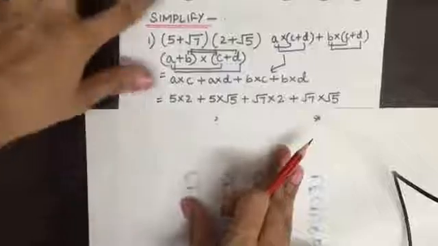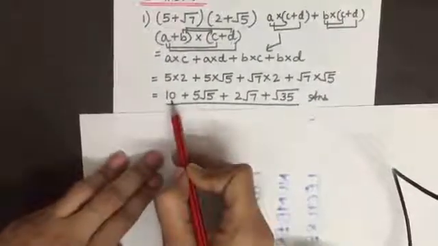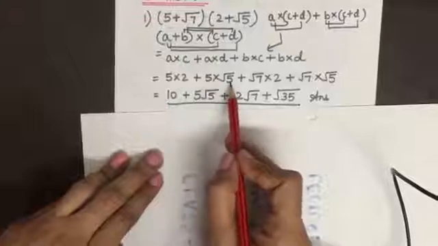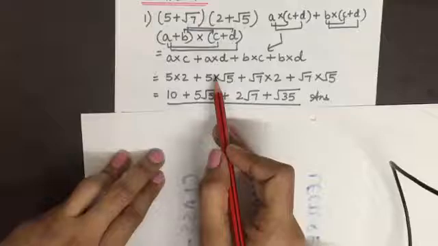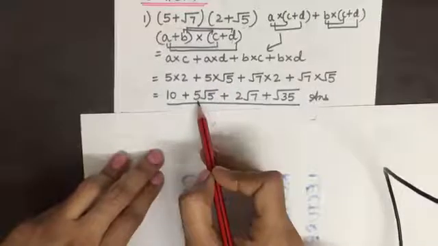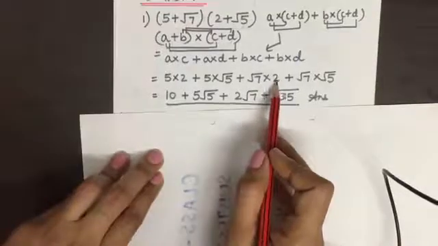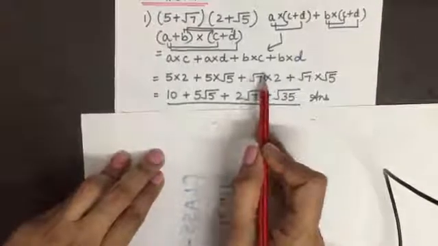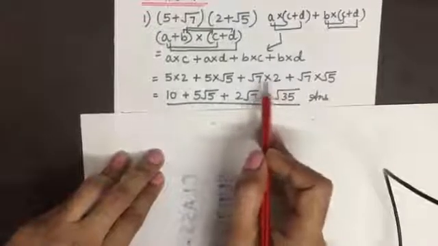Next, 5 twos are 10. We cannot multiply 5 with root 5. If it had been root 5 times root 5, then we would have multiplied. So 5 into root 5 is written as 5 root 5. Similarly, we cannot multiply root 7 into 2 because this is inside the square root and this is a complete rational number. So we cannot perform the multiplication here.